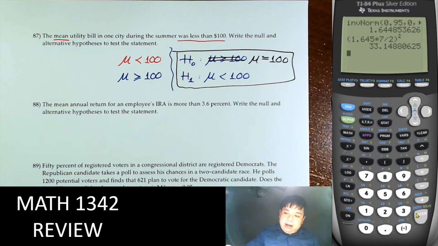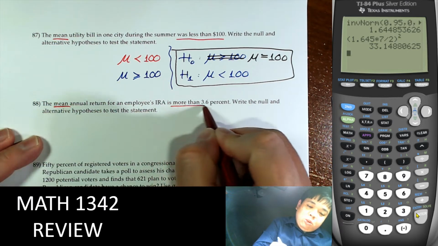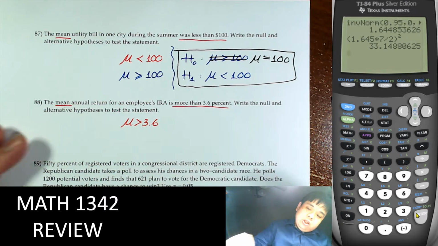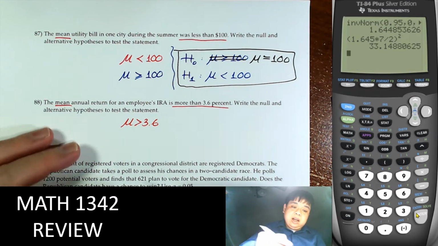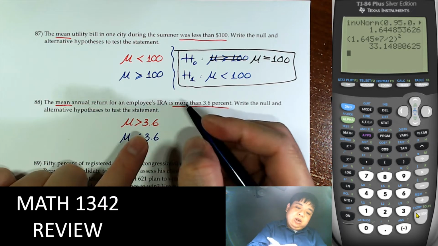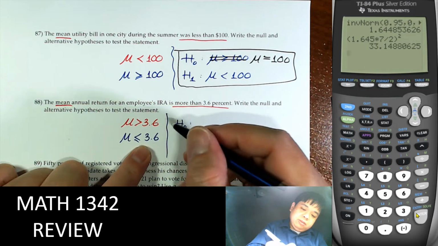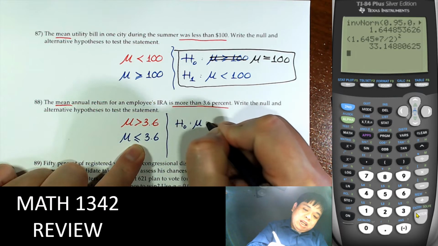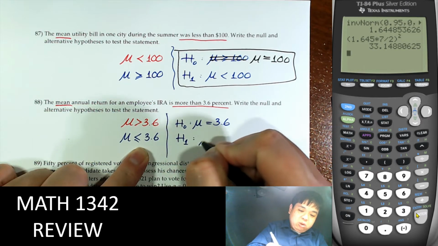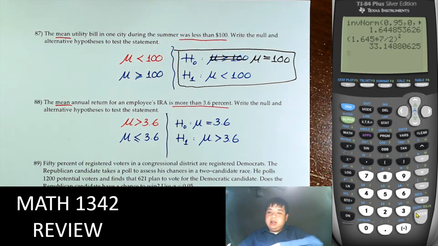Next, the mean is more than 3.6. The complement to that, if it's not greater than, has to be less than or equal to. Now the equal to we go with the null hypothesis. We just want to write equal to. And the alternative hypothesis is whichever one doesn't have the equal sign. So pretty much just like that.